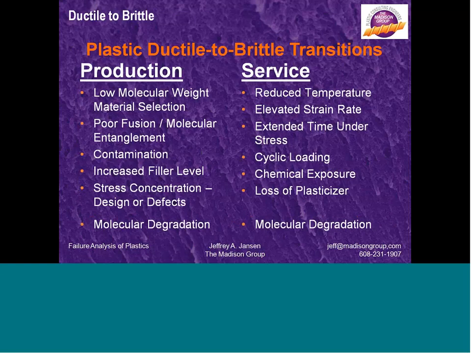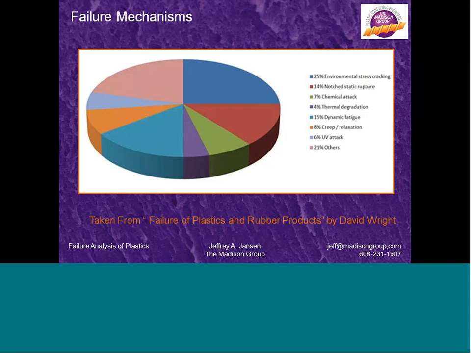This is a slide that, unfortunately, because we only have an hour, I really can't talk too much about, but is very, very important. We choose plastic materials for a number of reasons, one of which is their inherent ductility. Yet most failures occur through brittle fracture. If we go back to this table, environmental stress cracking is a brittle fracture mechanism. So generally are static stresses or creep failures. Molecular degradation mechanisms are generally brittle, as is fatigue.